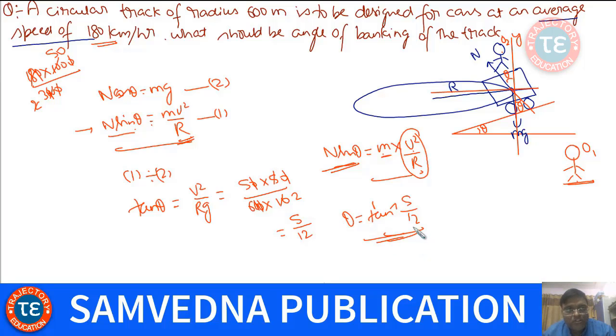Tan inverse 5 upon 12. Okay, so that's the angle by which the road has to be banked. That's the angle by which the road has to be banked. Alright, let's move to the next question.